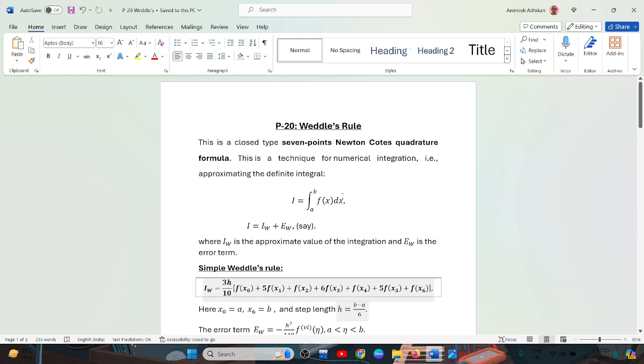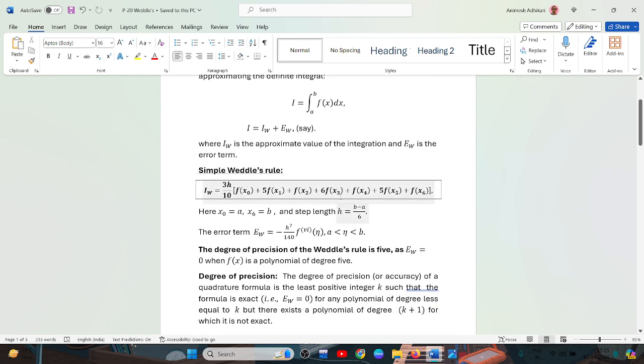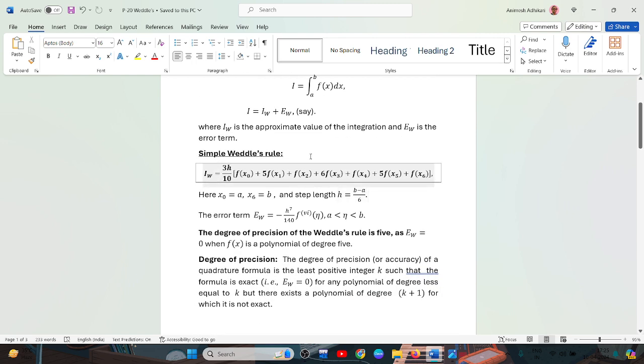Weddle's rule is a closed type, 7-point Newton-Cotes quadrature formula, and the integral from a to b of f(x) dx is equal to I_W plus E_W. I_W is the approximate value of the integration, E_W is the corresponding error term. The simple Weddle's rule formula is this: 3h/10 [f(x0) + 5f(x1) + f(x2) + 6f(x3) + f(x4) + 5f(x5) + f(x6)].